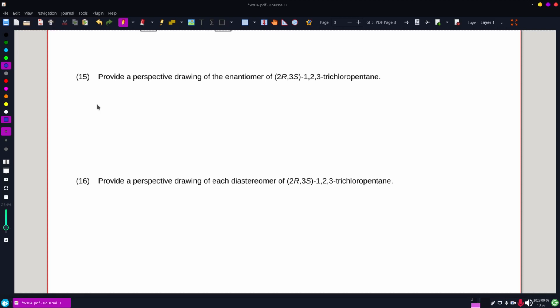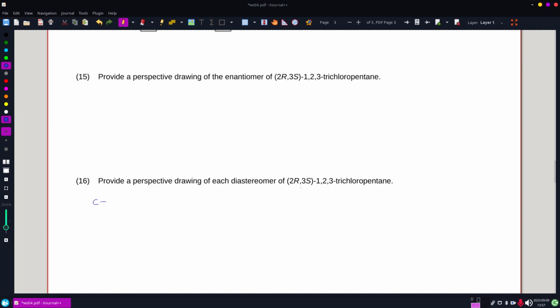Okay, we're looking at question 16 here. Want to provide a perspective drawing of each diastereomer of 2R,3S-1,2,3-trichloropentane. Now, there's only going to be two. I've got two stereocenters, so one of my diastereomers is going to be 2R,3R, the other will be 2S,3S.